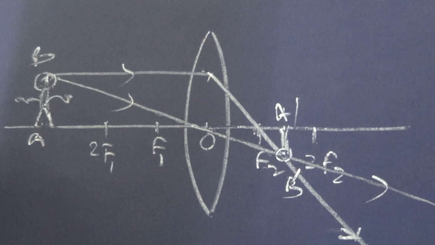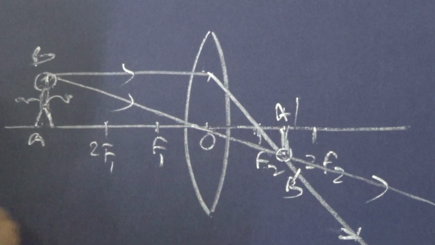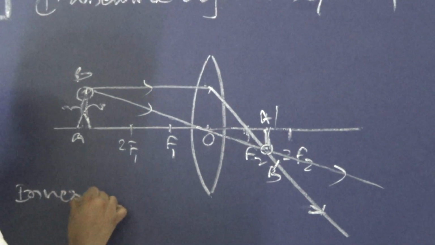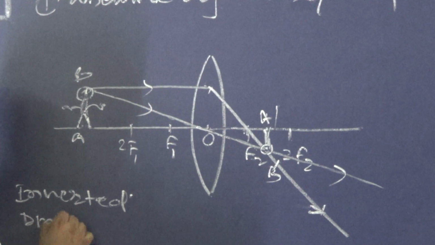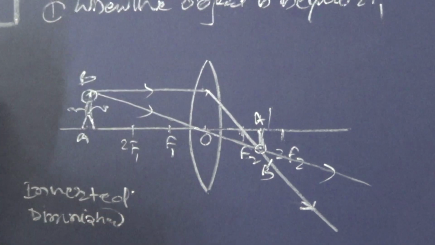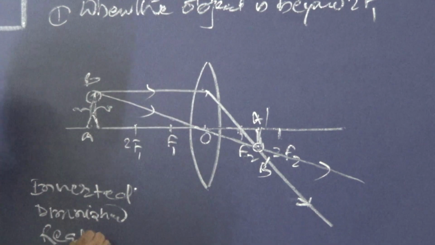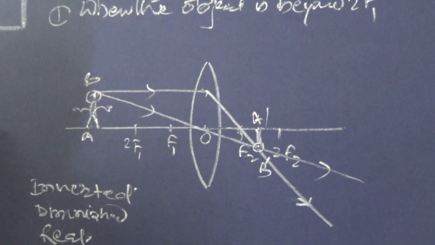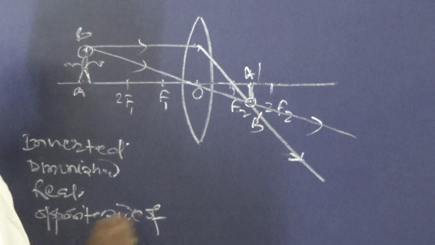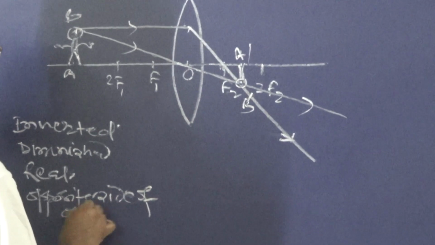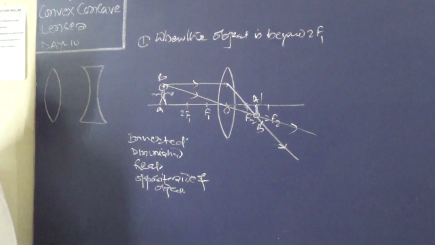Here the object is AB, the image is A dash B dash. What will be the nature of this image? See, the nature is inverted. उल्टा होगा, साइज डिमिनिश्ड होगा, और कैसा इमेज होगा, रियल होगा, और कहां बनेगा, अपोजिट साइड ऑफ द लेंस, अपोजिट साइड ऑफ object. ऑब्जेक्ट लेंस के इस साइड है, इमेज दूसरी साइड बना है. So this is the case you have seen.